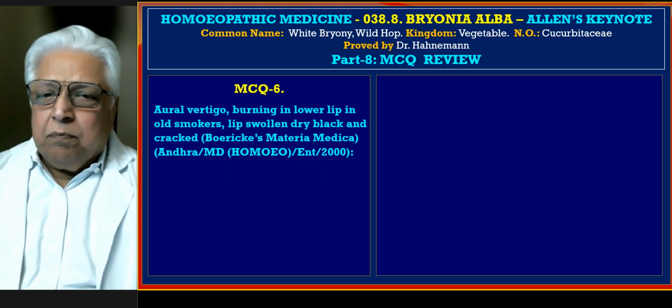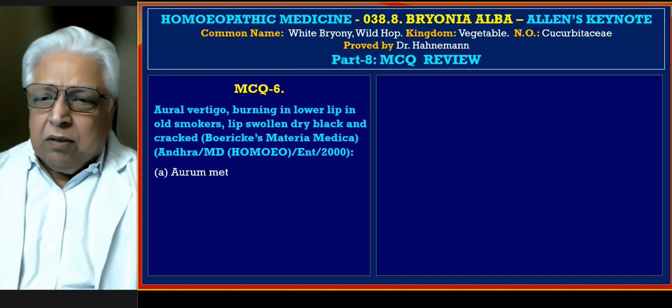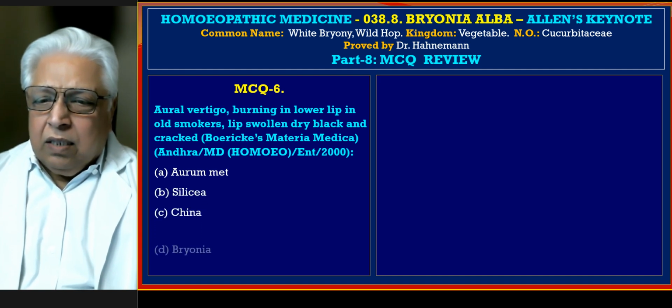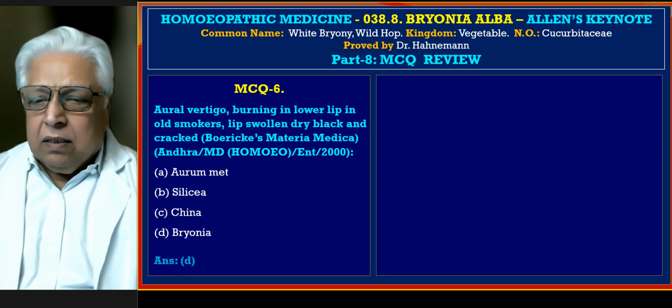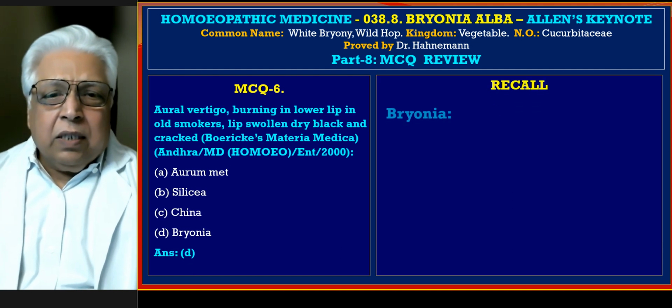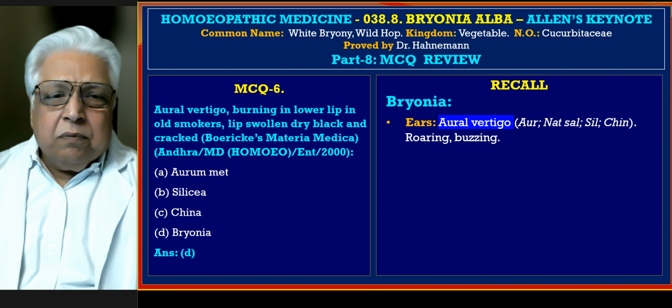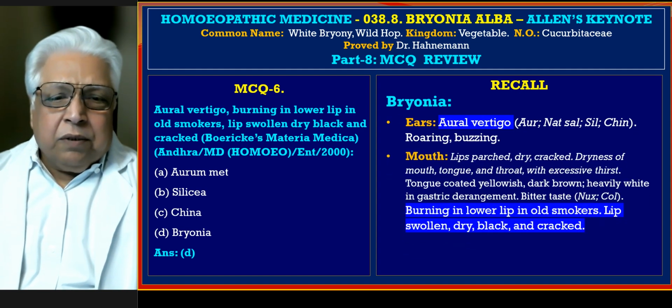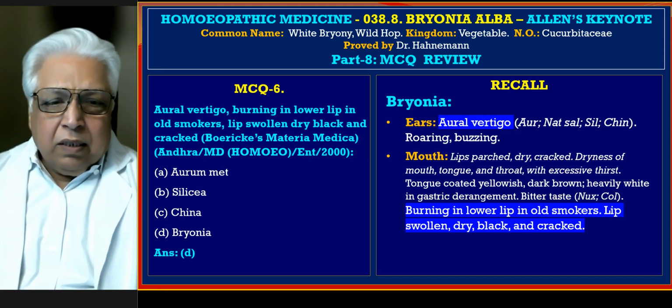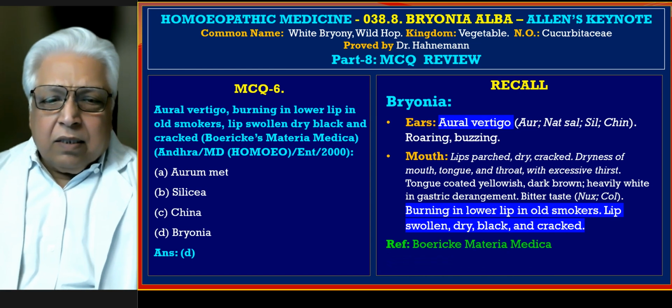Oral vertigo, burning in lower lip in old smokers, lips swollen, dry, black and cracked. The variables include A. Aurum metallicum, B. Silicea, C. China, and D. Bryonia. Our answer appears to be D, Bryonia, and let us go for the recall. In Bryonia ear we find oral vertigo, and in mouth we find burning in lower lips in old smokers, lips swollen, dry, black and cracked. This information is coming from Boericke's Materia Medica.